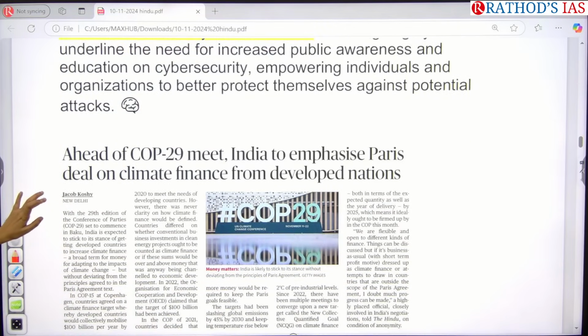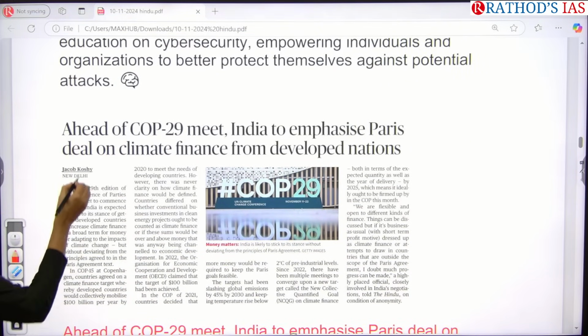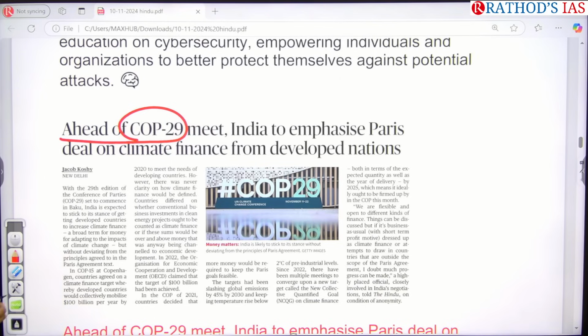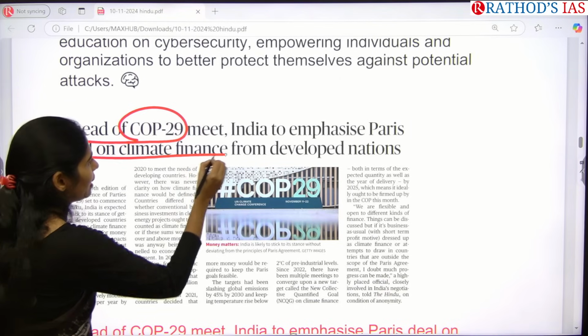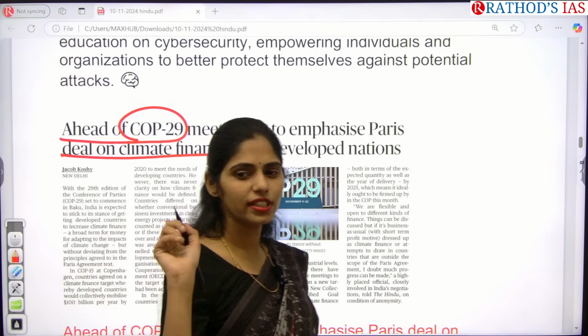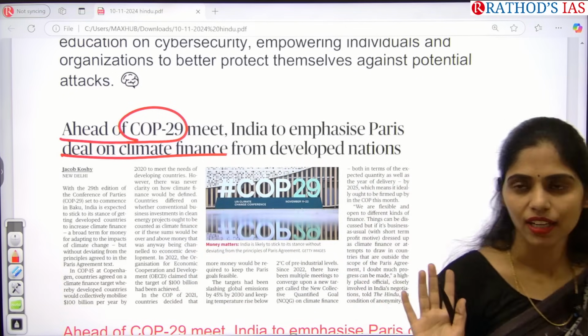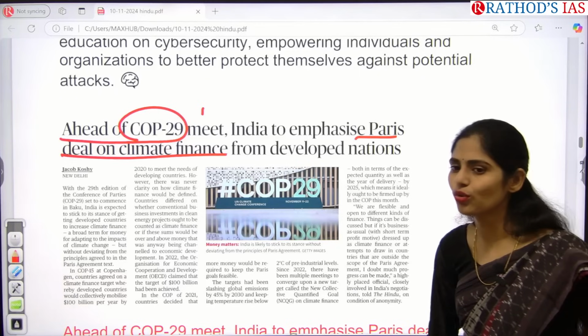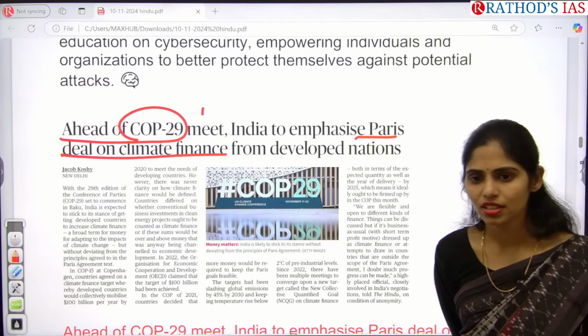Okay, and see this article. Ahead of COP29 meet, India to emphasize Paris deal on climate finance from developed nations. So what is this article talking about? The first one, it is clear that it is talking about COP29. So this is the first keyword. And second, it is talking about the Paris deal. So what is this Paris deal about?